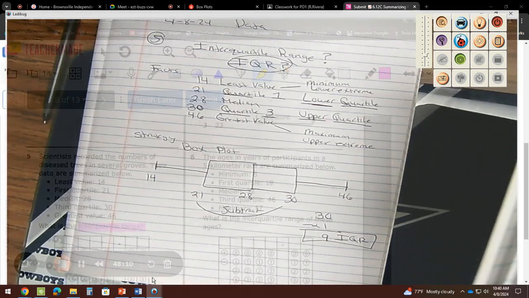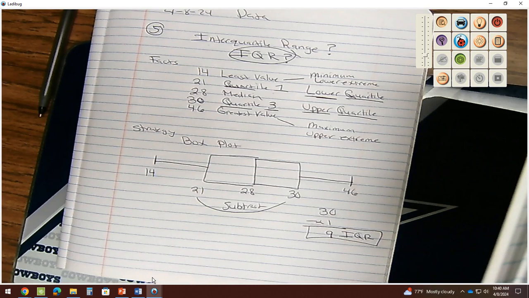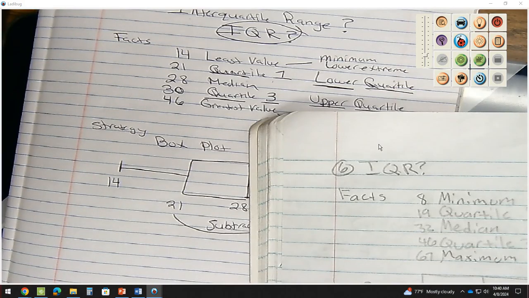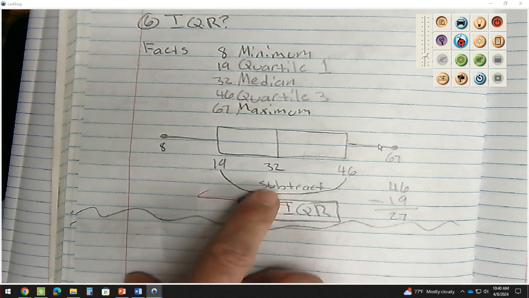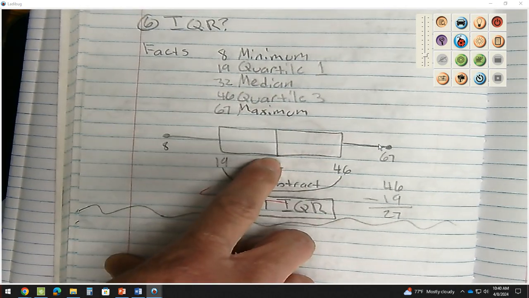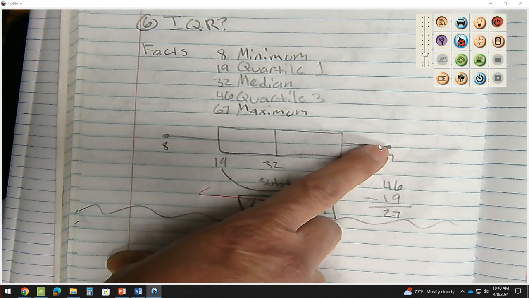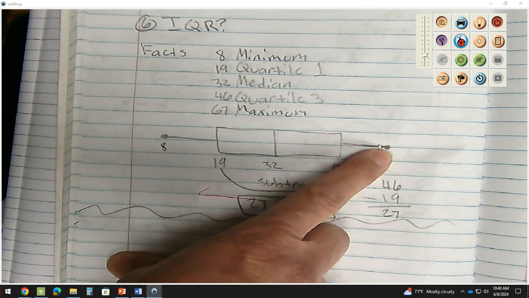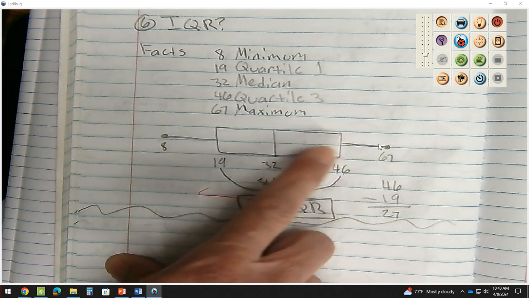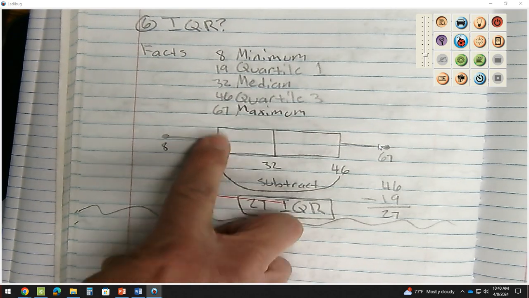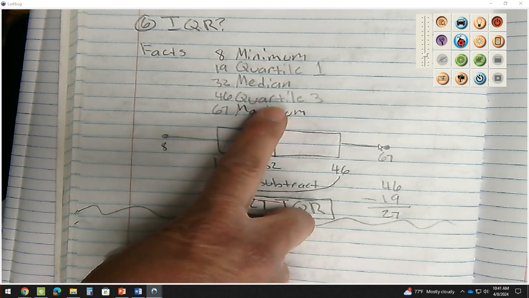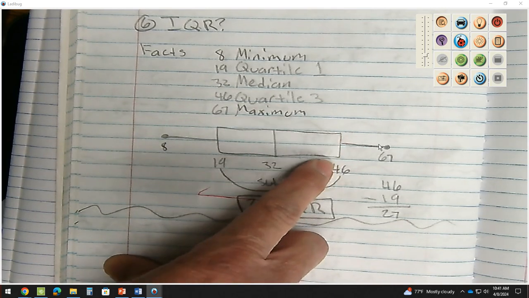Here we go. Listen. Okay. Hey, listen. So your paper should look like this. Let me show you a good paper, a good journal, right here. Listen. So the median was 32 right there. Good job. The maximum was 67. That's the whisker over here, the upper extreme maximum. The minimum was 8. Quartile 1 is the lower quartile, which is this line right here, which should have been 19. Quartile 3 is the upper quartile, which is this line, which is 46.